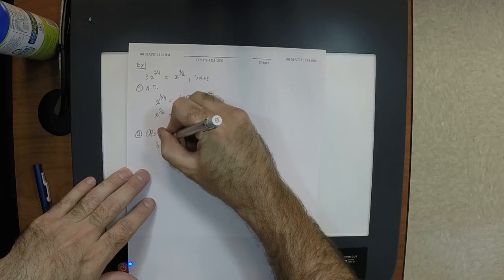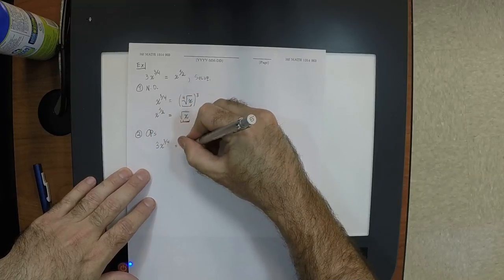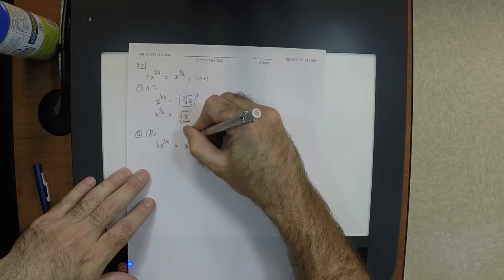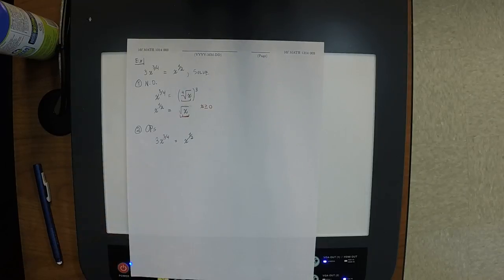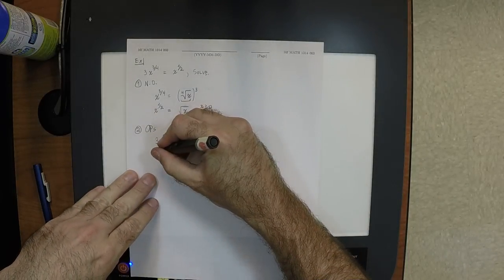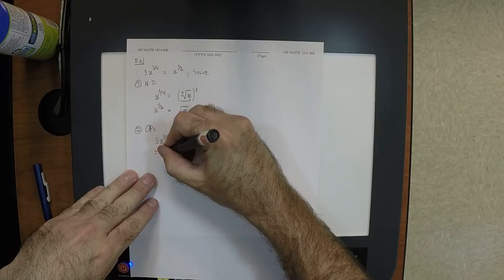So 3x to 3/4 equal to x to 1/2. So now, there's lots of groups of students in here, but I'm going to focus on just two groups for a moment. There's a group of students that really is just not sure at all how to proceed from here. That's fine. That's why we're here. There's another group of students that is quite sure what they want to do, but what they want to do is wrong. Okay. So I'm going to do something, and it's wrong. So I'm going to divide both sides by x to 1/2.